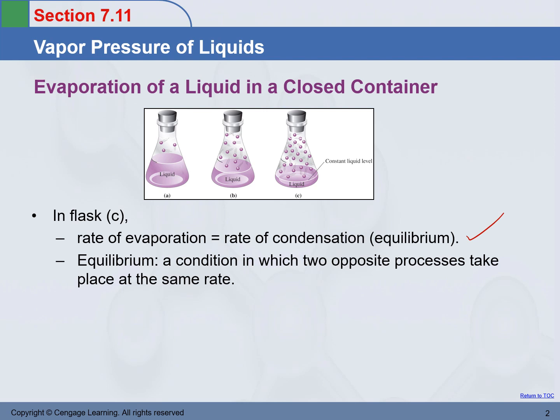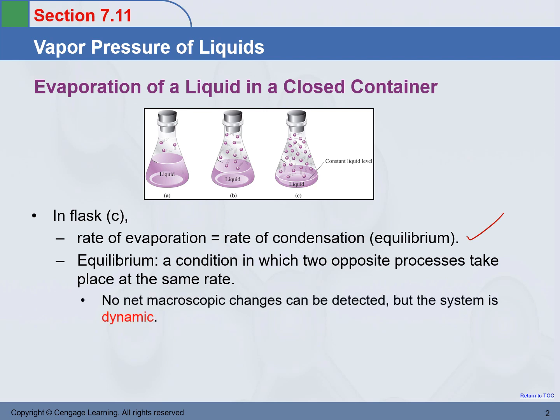Equilibrium could be physical or chemical. Right now, we're describing a physical equilibrium. Both processes are physical changes. In the later part of this semester, we're going to talk about chemical equilibrium, where reactions are going back and forth. Chemical reactions.